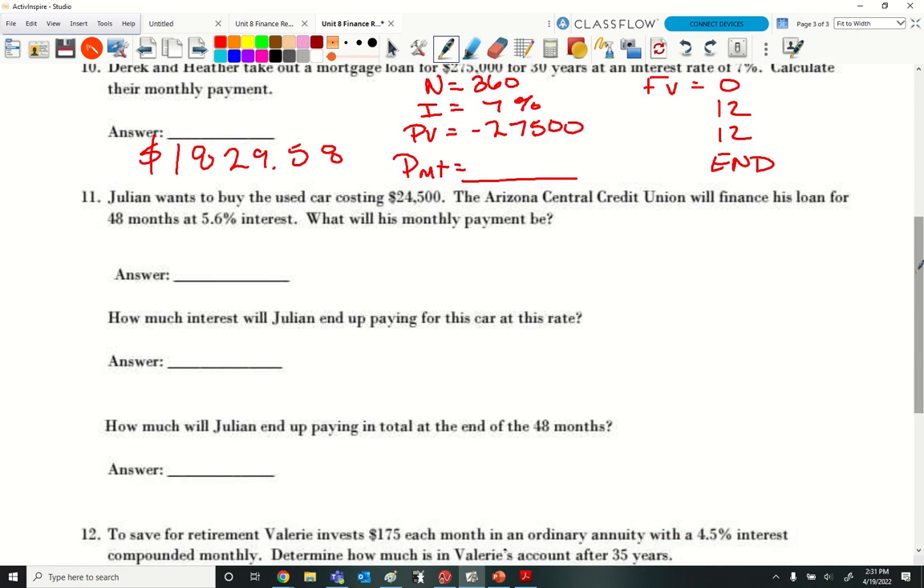All right, let's take a look at the next one. Julian wants to buy a used car costing $24,500. The Arizona Central Credit Union will finance his loan for 48 months at 5.6% interest. What would his monthly payment be? Now, where am I going to find this in my notes? And the other page is?